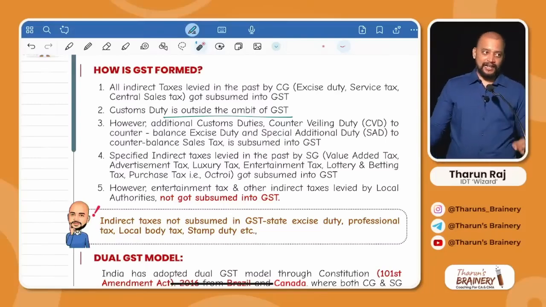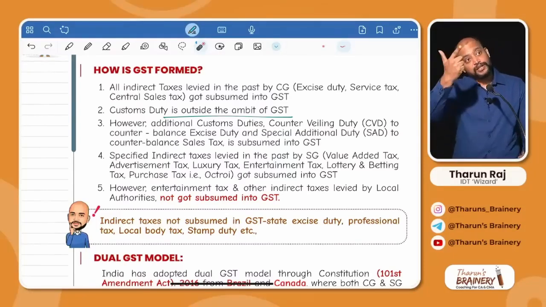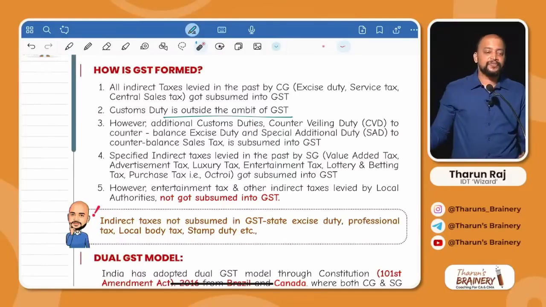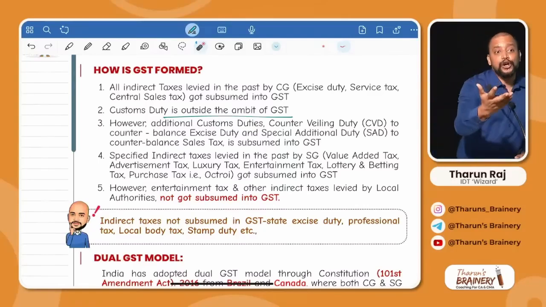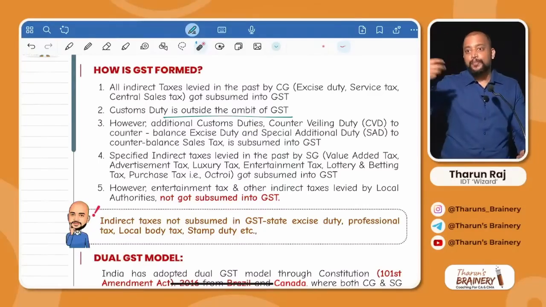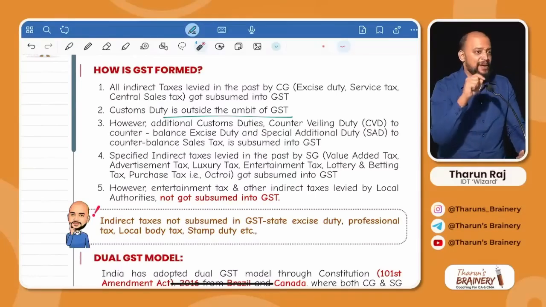State government, darling. Customs duty is levied by central government. I am talking about state government levying indirect tax. Even today it is there but not subsumed into GST. Municipal tax, property tax, etc. are not subsumed into GST. Even stamp duty is not subsumed into GST. On properties we pay stamp duty, not subsumed into GST. Road tax we pay, so that is also not subsumed into GST.